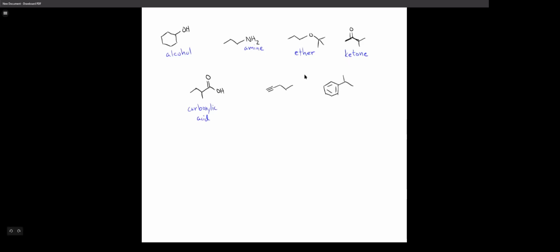Okay, no heteroatoms on these next two. Carbon-carbon triple bond. That's called an alkyne. Alkyne, yes.